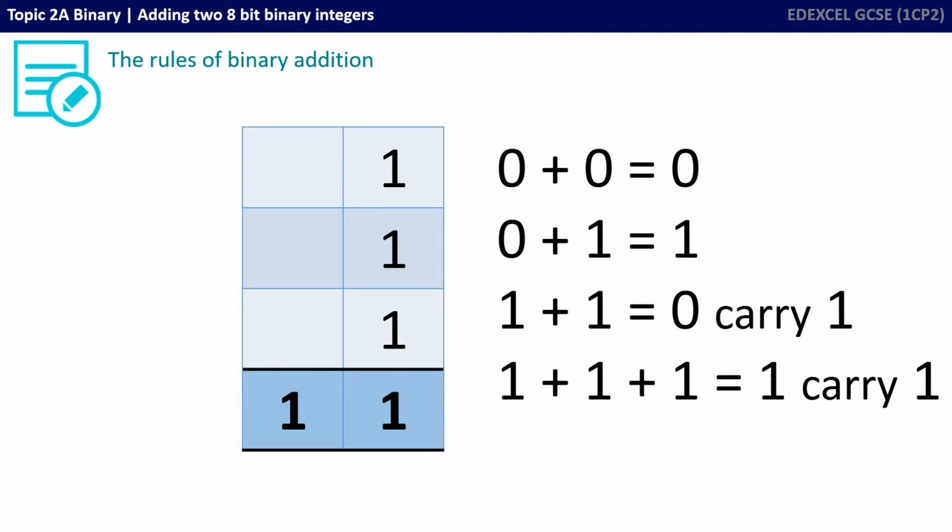And finally, 1 plus 1 plus 1 in denary is 3, but we can't have 3, so it's 1, carry a 1. 1, 1 in binary is 3 in denary. That's a 1 in the 2 column plus a 1 in the 1 column. Now these are the only 4 rules you're going to need at a GCSE level when adding together two 8-bit binary numbers.